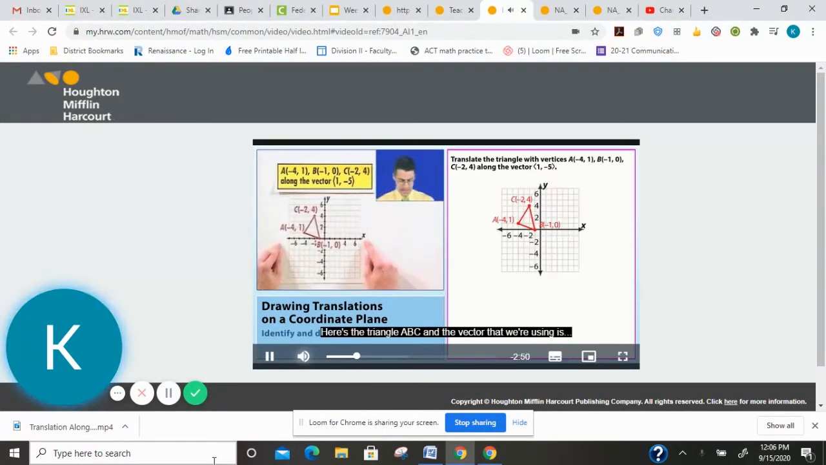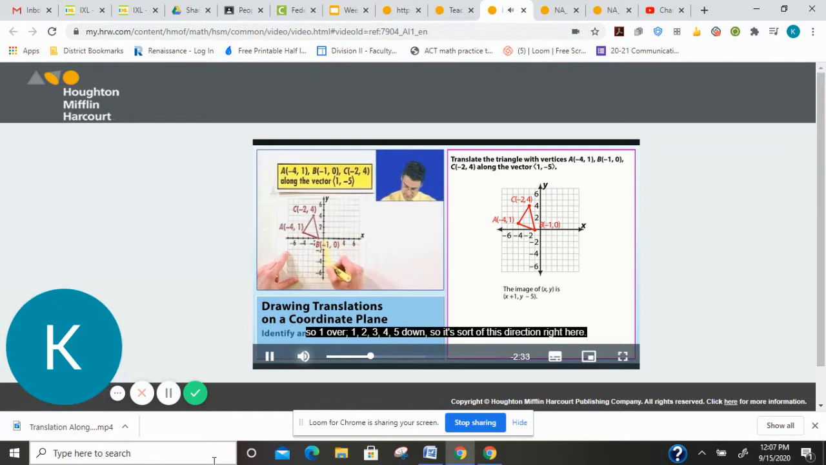So let's take a look. Here's the triangle ABC, and the vector that we're using is, I'm going to write it very lightly here, 1, -5. So 1 over, 1, 2, 3, 4, 5 down. So it's sort of this direction right here. I don't think you can see that, and actually I kind of don't want you to. And then what we're going to do is take each point.